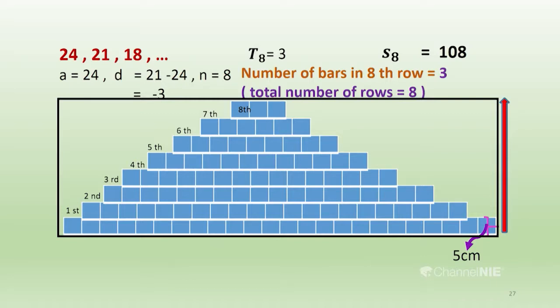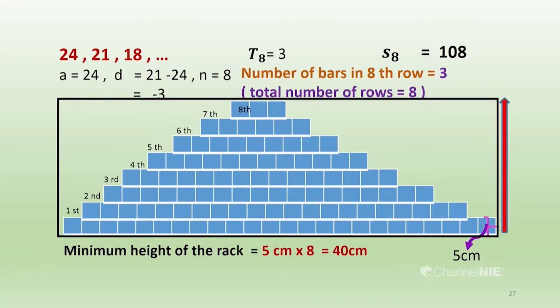Then you can think what should be the minimum height of the rack, because the width of one row is 5 and we know there are 8 rows. Then we can find the height of the rack. How do we find that? We can multiply. 5 is the height of one soap, and we multiply it by 8 because there are 8 rows. Then we got the minimum height of the rack as 40 centimeter.